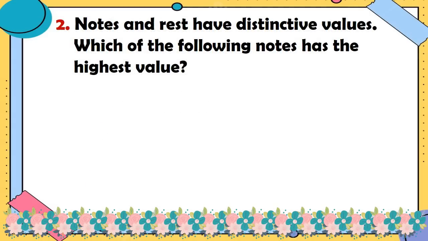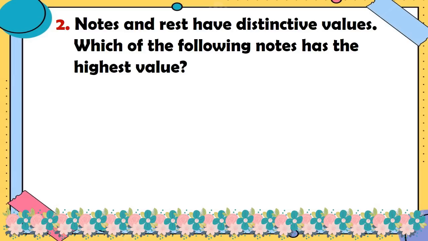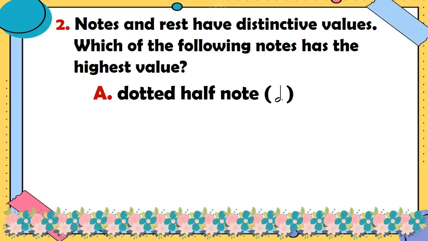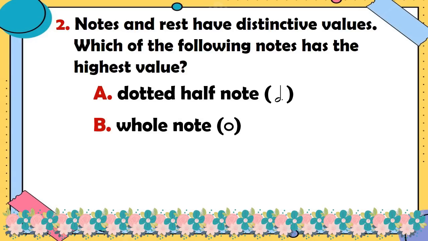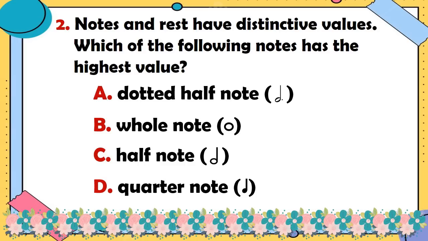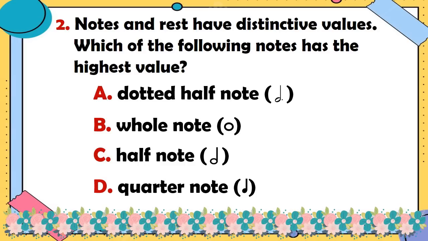Number 2. Notes and rests have distinctive values. Which of the following notes has the highest value? A, dotted half note. B, whole note. C, half note. D, quarter note. What is the correct answer? Very good. The answer is whole note.